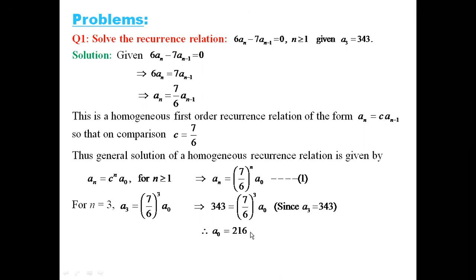We substitute this initial value a_0 in equation 1, which gives us the complete solution. That is a_n equal to (7/6) whole power n into 216. So not only obtaining the general solution, we are actually finding the particular solution by substituting the initial value a_0. So this is one such example which I took up in the first order recurrence relation. Moving on to another problem.